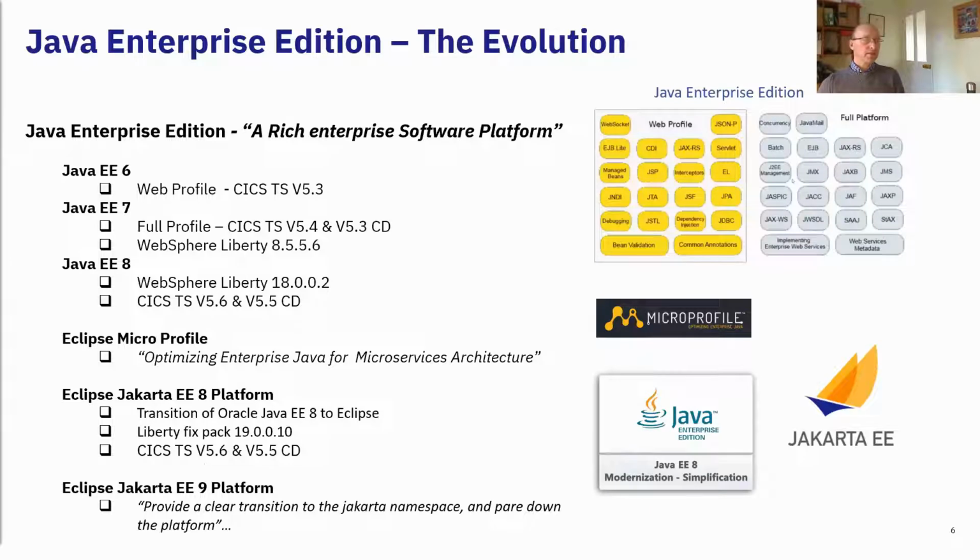So this slide talks about the evolution of Java EE. And Java EE has a long history in Liberty. We've supported these specifications since Java EE6, as I mentioned. So Java EE7 was the first fully supported Java EE runtime in Liberty, in Liberty 8.5.5.6, and that was supported in the 5.4 timeframe.